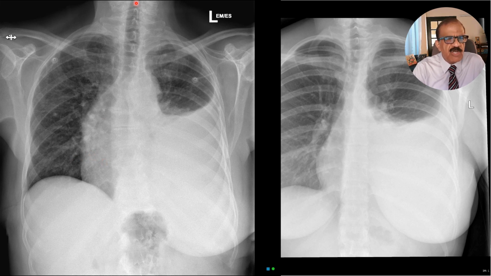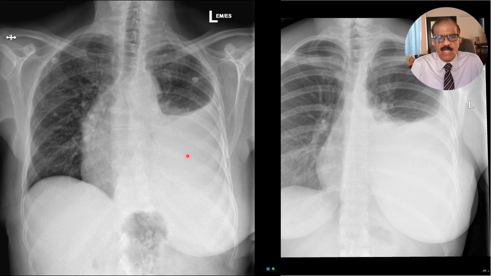And if you see the trachea, this is the midline trachea, but if you continue to follow it, the lower part is actually shifted or deviated to the right, this one. So there is a large effusion which is pushing the mediastinal structure to the opposite side, and whenever there is a large effusion, there is a suspicion of malignancy.